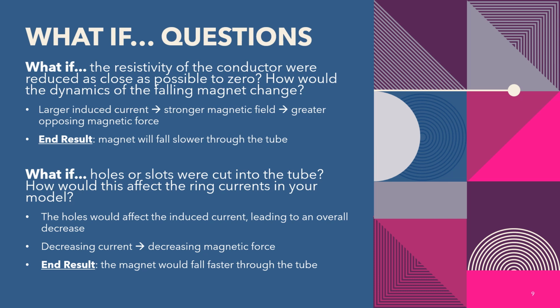For the first what-if question, if the resistivity of the conductor was reduced to as close as possible to zero, this would result in a larger induced current, which would then cause a stronger magnetic field, which would then cause a greater opposing magnetic force. The end result would be that the magnet would fall slower through the tube. As for the second what-if question, the holes would affect the induced current, leading to an overall decrease. Decreasing current would cause decreasing magnetic force, and the end result would be that the magnet would fall faster through the tube.